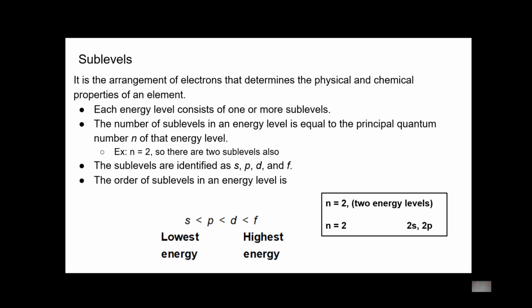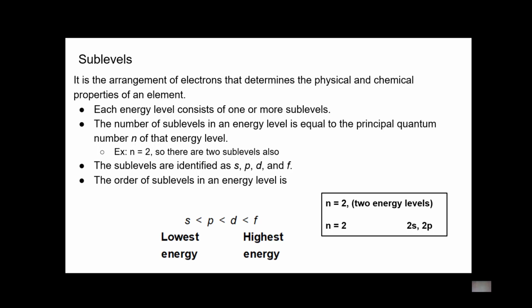Now we need to get inside and we need to know where our tickets are. This is where sublevels come in. We need to find out where our elements are, the addresses. We're getting closer to the address. So we're probably, let's say, maybe the street or the city. It is an arrangement of electrons that determines the physical and chemical properties of an element.